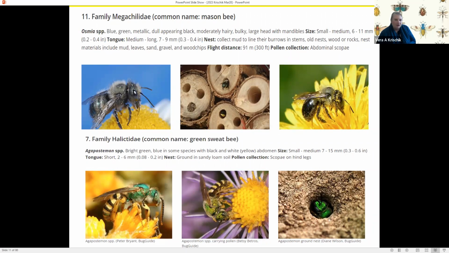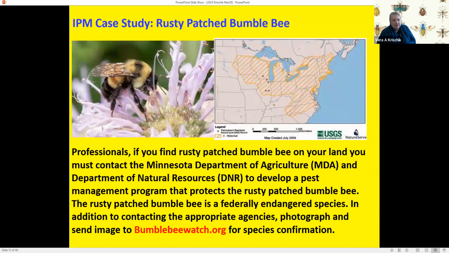Now, bumblebees are just one species, a social bee. 99 others. There's about 360 native bees in Minnesota. All the rest are ground nesting or stem nesting. So it's a lot of information for you to learn. So if you have rusty patch bumblebee, and in red here, I have this bumblebee watch. You take a picture with your phone, you send them a picture, and they'll tell you what species.